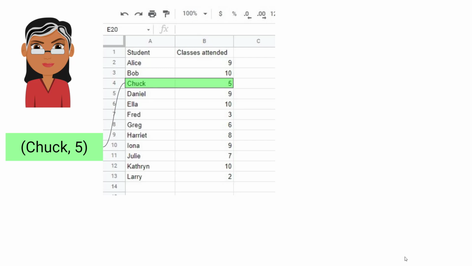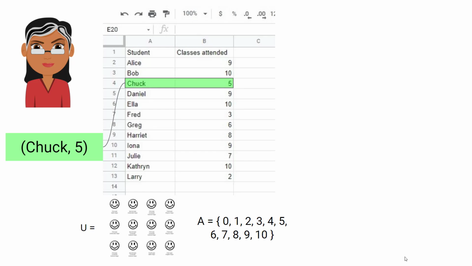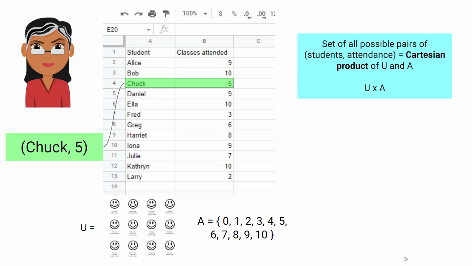Remember that U was the set of all students in the class, and the numbers here could range between 0 and 10 since the class has met 10 times. Let's let A be the set 0, 1, 2, and so on through 10. The set of all possible pairs that the instructor could create, with students in the first slot of each pair and integers 0 through 10 in the second slot, is called the Cartesian product of U and A.